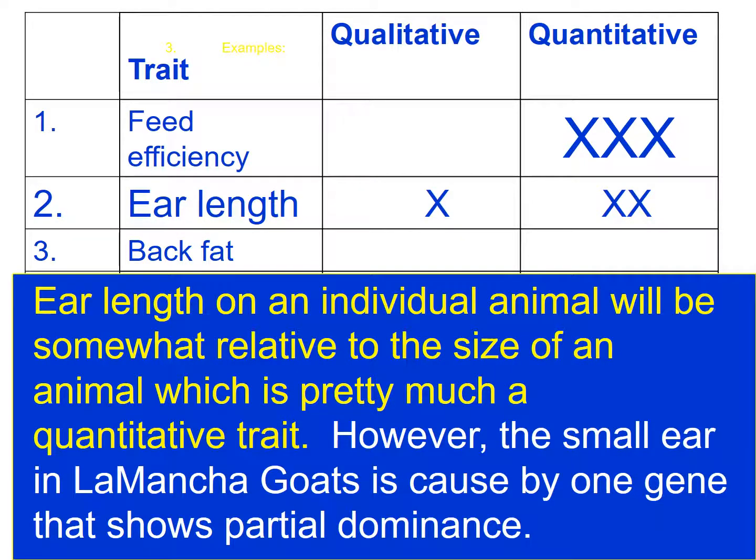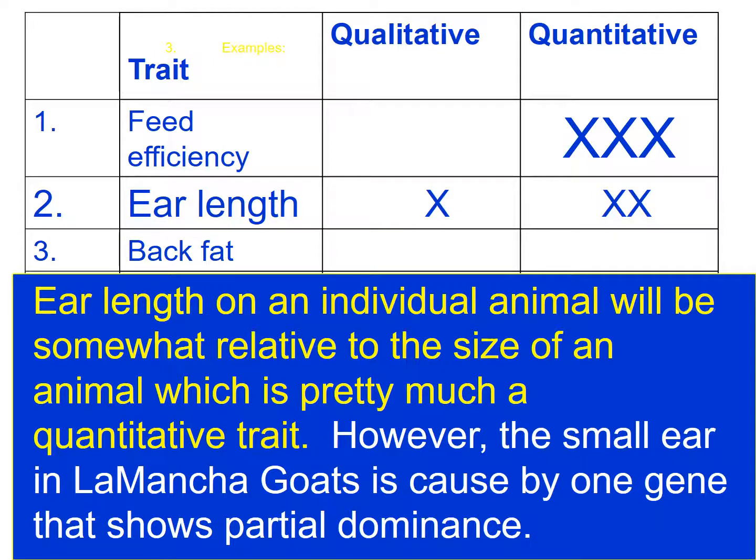Next, ear length. So I got these in two categories. Quantitative, probably most often. Ear length on an individual animal reflects the relative size of an animal. Obviously, bigger animals on average have bigger ears. And size of the animal is generally a quantitative trait influenced by the environment, nutrition, genetics at a lot of loci, etc.